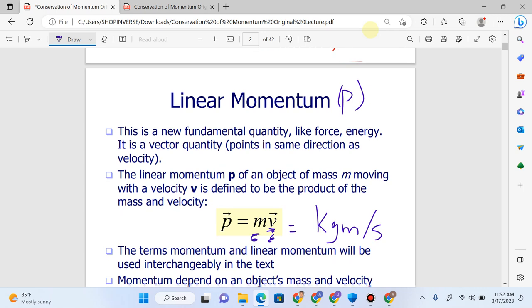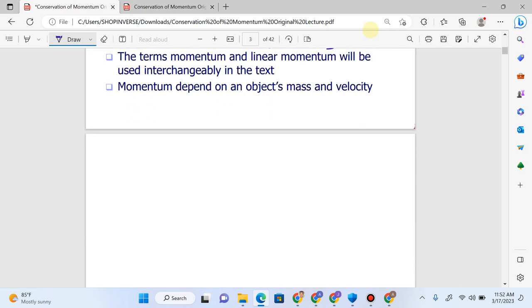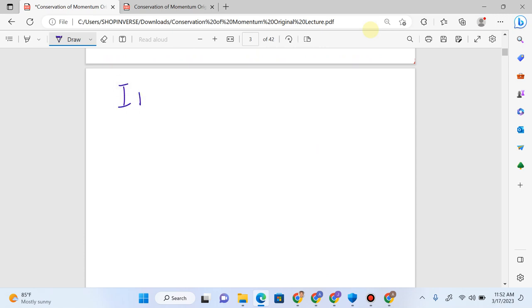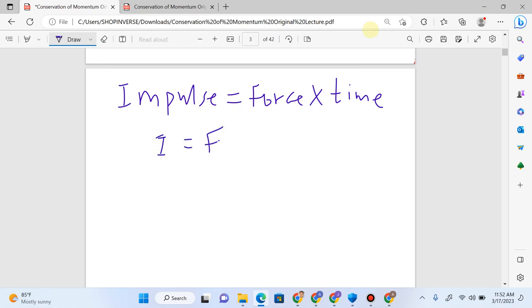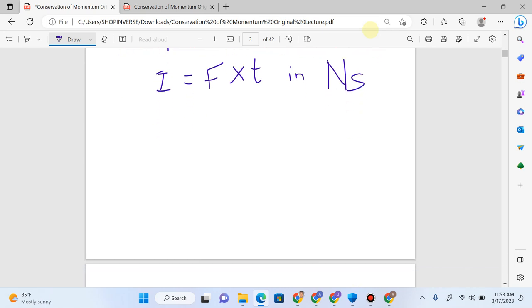Now, we have to go briefly to impulse, because the words impulse and momentum go together. When we say impulse, what do we mean? Impulse is defined as the product of the resultant force acting on the body and the time during which it acts. So impulse equals force times time. And what is the SI unit of impulse? The SI unit of force is Newton, and the SI unit of time is second. Hence, the SI unit of impulse is Newton second.